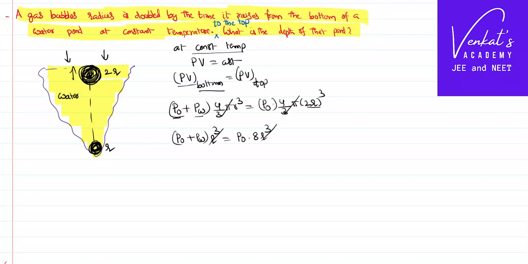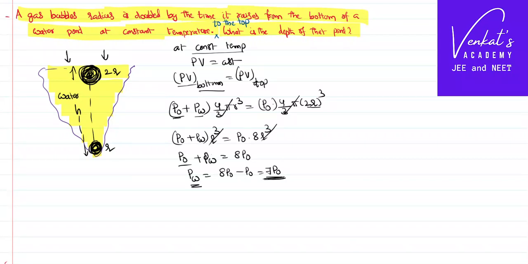r cube and r cube can be cancelled. So pressure due to the atmosphere plus pressure due to the water is 8 times the atmospheric pressure. So pressure due to the water is 8 times the atmospheric pressure, minus P0 on that side. That is 7 times the atmospheric pressure. So one thing we have identified by this time is that the pressure for a certain height h is equal to 7 times the atmospheric pressure.